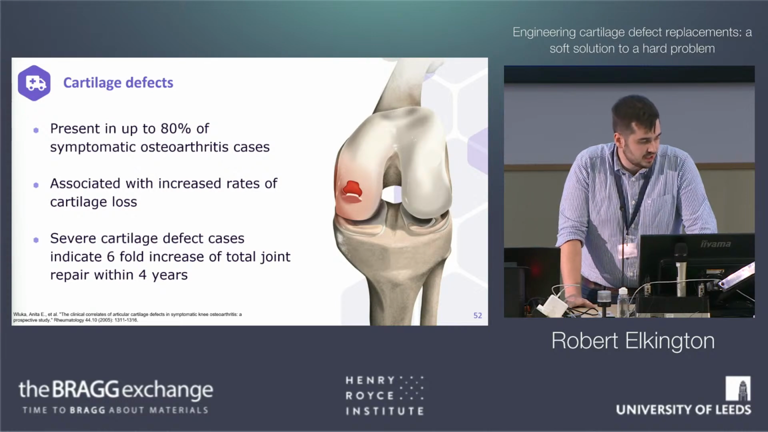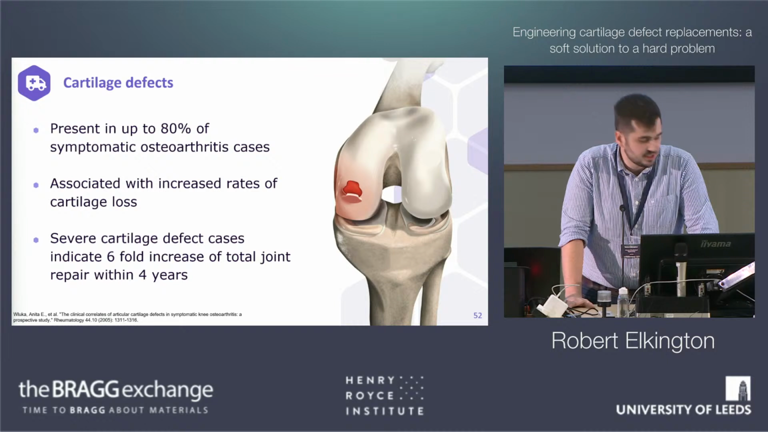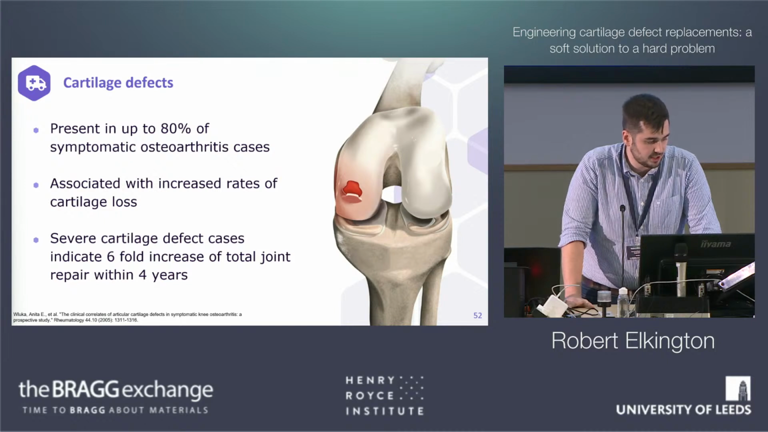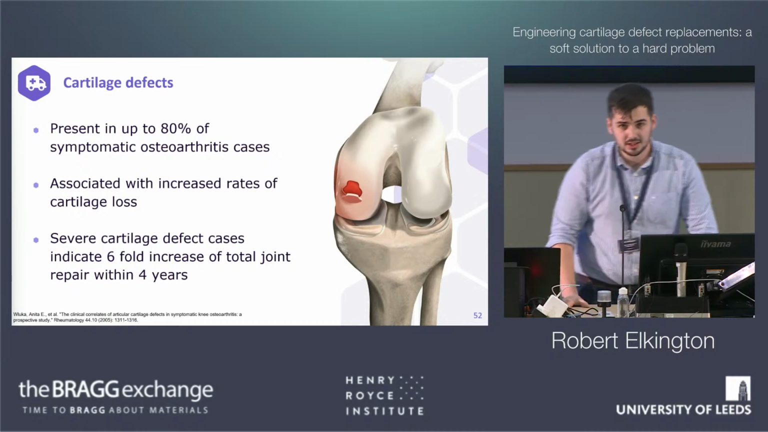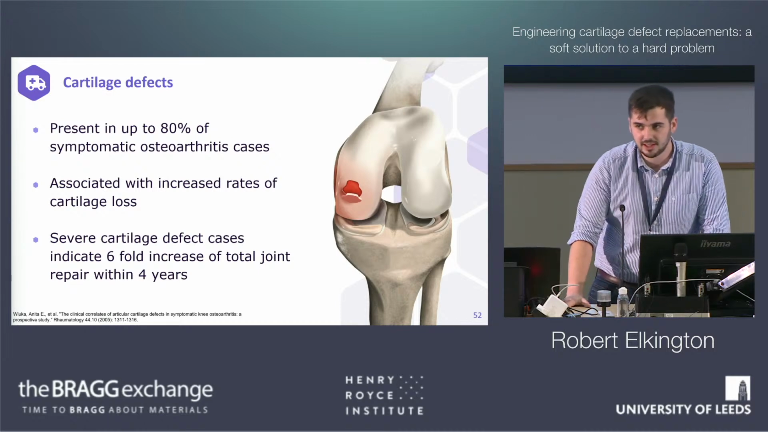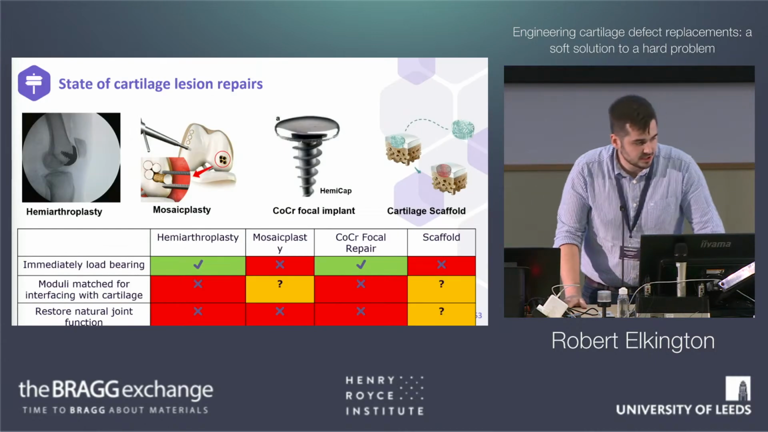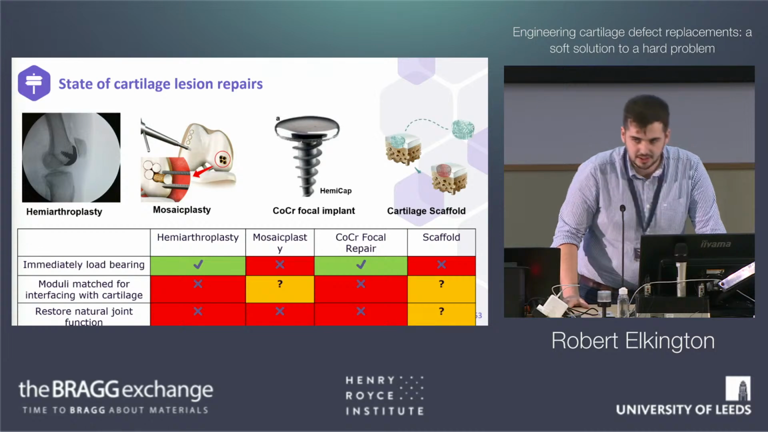And that eventually leads to quite severe cartilage defect cases, which indicate a quick, six-fold increase in the likelihood of having to undergo total joint replacement within 4 years of finding one of these symptomatic lesions. Many of these are also asymptomatic because we can't feel our cartilage, there's no nerves there. So, what happens if you want to avoid total joint replacement and you've identified one of these lesions?